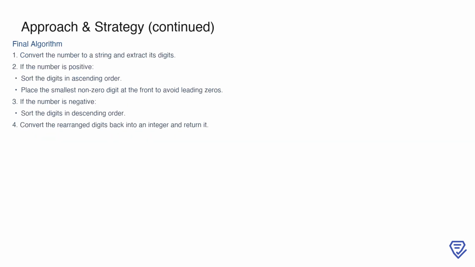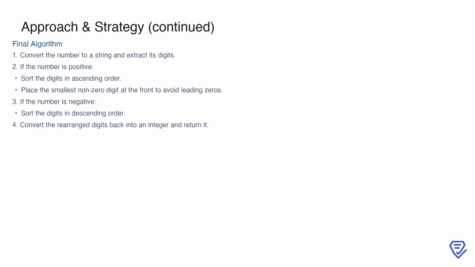With the sorting-based approach selected, the algorithm can be summarized in a few clear steps. First, we convert the number into a string so that we can extract its individual digits. If the number is positive, we sort the digits in ascending order and ensure that the smallest non-zero digit is placed at the front to avoid producing a number with leading zeros. On the other hand, if the number is negative, we sort the digits in descending order, as this will produce the most negative value. Finally, we convert the rearranged digits back into an integer and return it as the result.